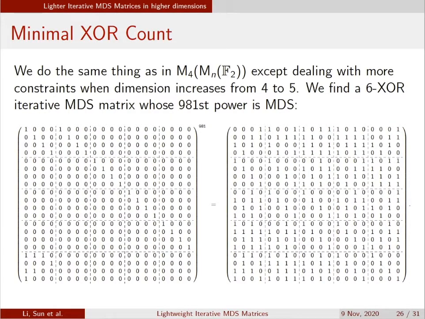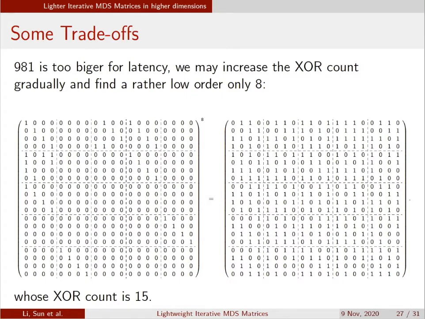So we go searching higher dimensions for lighter iterative MDS matrices. Well, when the dimension is higher, the constraints are more, because we have to make all 1x1, 2x2, 3x3, 4x4, and 5x5 submatrices non-singular. And we actually find a 6 XOR iterative MDS matrix whose 981st power is MDS. Same as before, 981 is too big for latency. We increase the count gradually and find a rather low order, only 8, and its XOR count is 15.